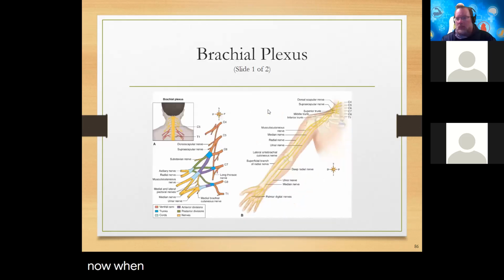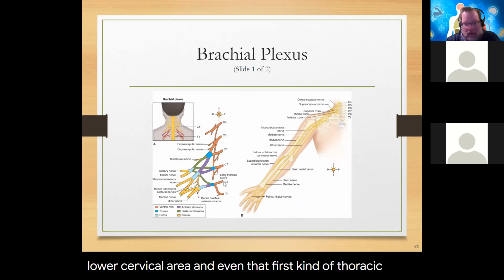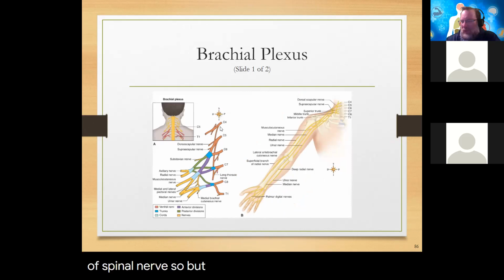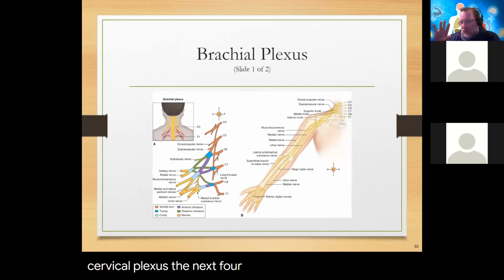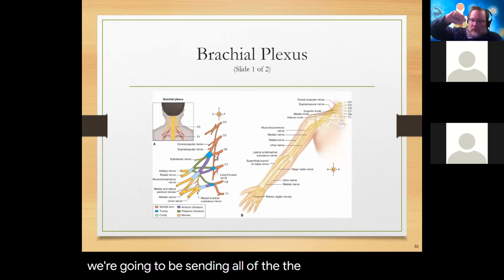Now, when we look at the brachial plexus, we come down a little further and look at the spinal nerves coming off of the lower cervical area and even that first kind of thoracic pair of spinal nerves. But generally we would think of the lower cervical. So the first four cervical pairs are going to be the cervical plexus. The next four cervical nerve pairs are going to be the brachial plexus. And what that means generally is that we're going to be sending all of the nerves out to the arms that come from the neck.